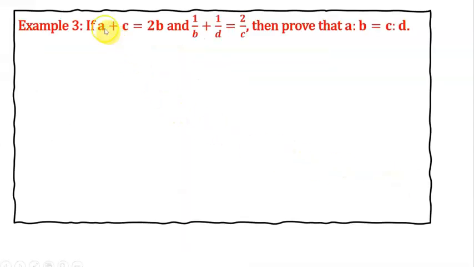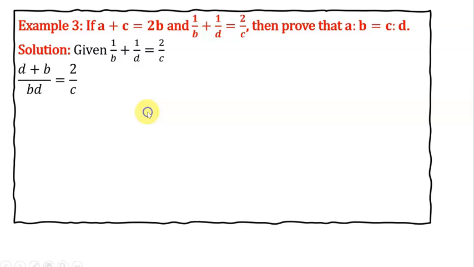Now, next example. If a plus c is equal to 2b and 1 upon b plus 1 upon d is equal to 2 upon c, then prove that a upon b is equal to c upon d, or a upon b is equal to c upon d. Now the solution. We have given that 1 upon b plus 1 upon d is equal to 2 upon c.